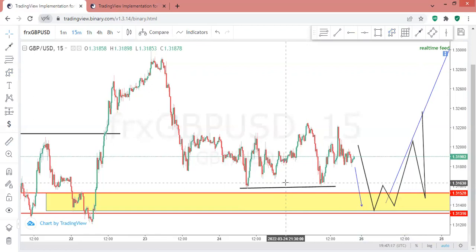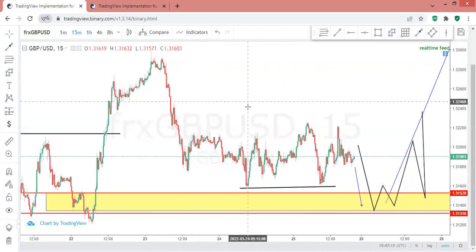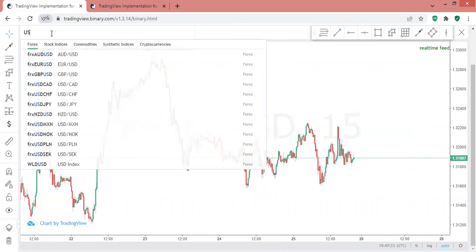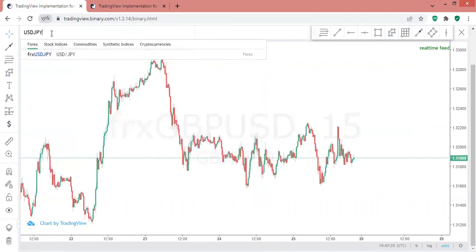So maybe we should look at another pair. Which other pair do you want us to look at? USD JPY, let's see. Okay, USD JPY.